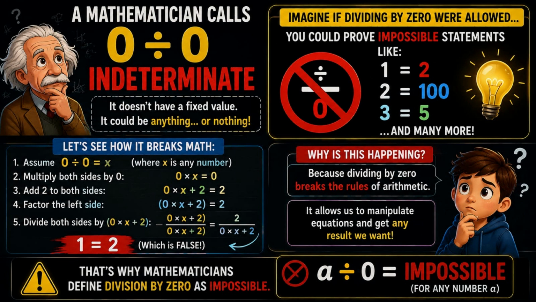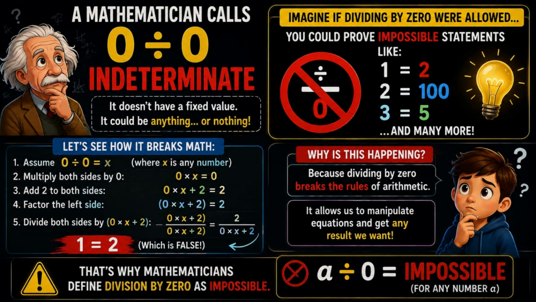Well, 0 times 1 is equal to 0. 0 times 5 is equal to 0. 0 times 100 is equal to 0. Even 0 times 1,000,000 is equal to 0. Every number seems to work. Instead of having no answer, we suddenly have infinitely many possible answers. That's why mathematicians call 0 divided by 0 indeterminate.